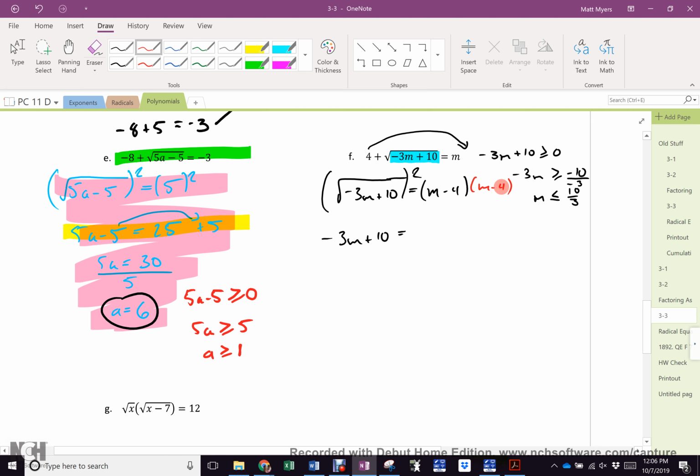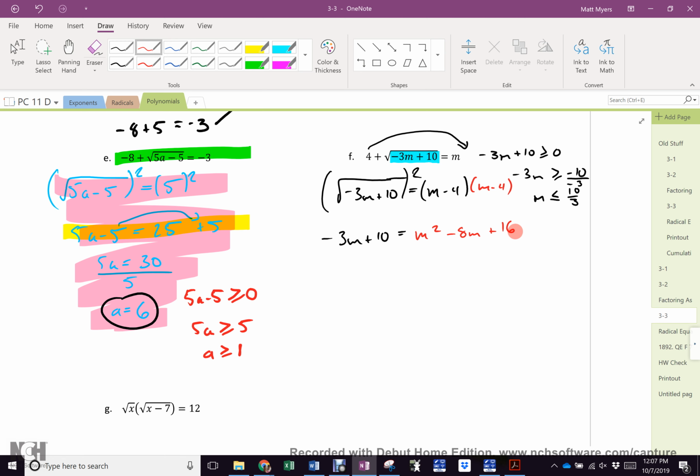that. Right? And now that is grade 10. FOIL, basically, right? M squared minus 4m minus 4m. I know the shortcut. I can just add them. Negative 8m. And 4 times 4, positive 16. Right? Everyone's still cool, yeah? We haven't done anything new.